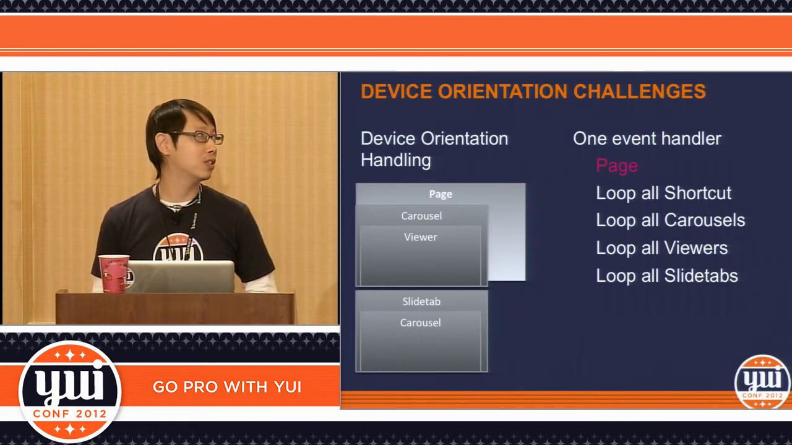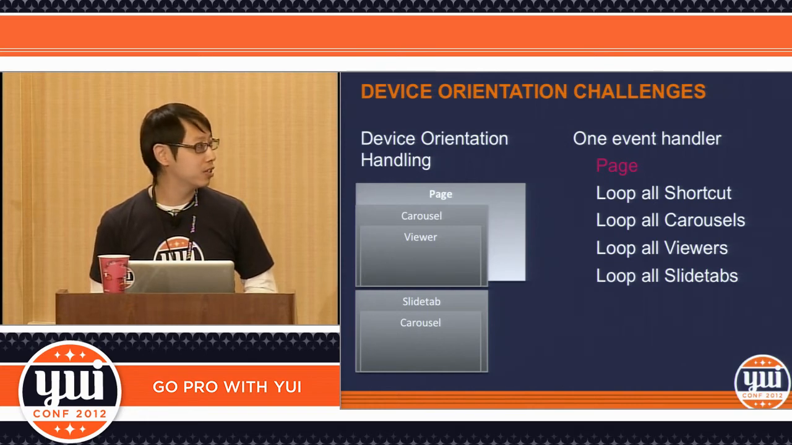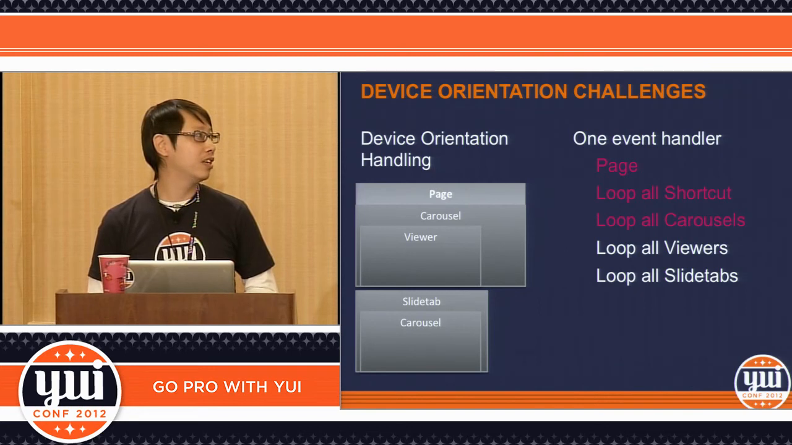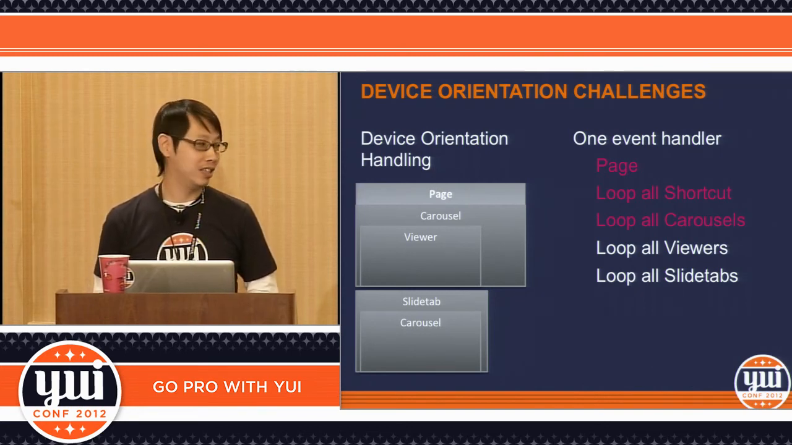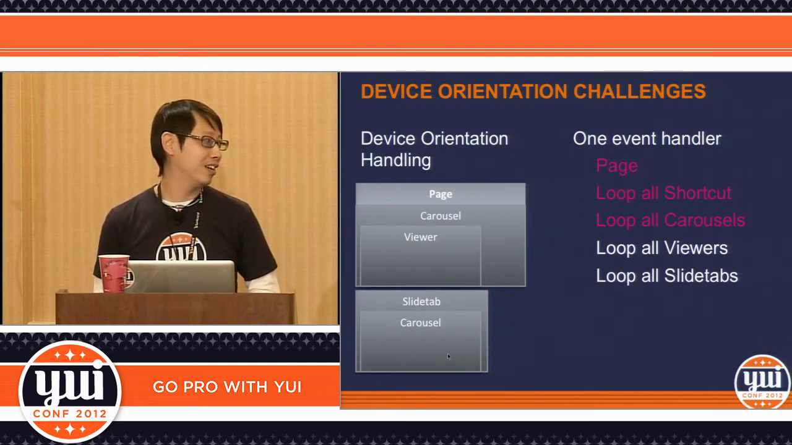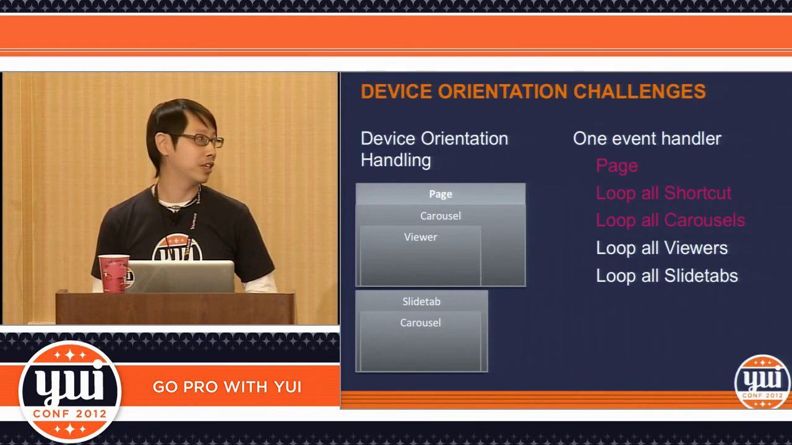So the page size changed after orientation change. And then shortcut, we cannot see shortcut, so bypass it. And then our carousels, here we can see two carousels in this page. But only the first carousel needs to change its size. And the bottom one, as you can see, the width just fits its parent, so we don't need to change it.